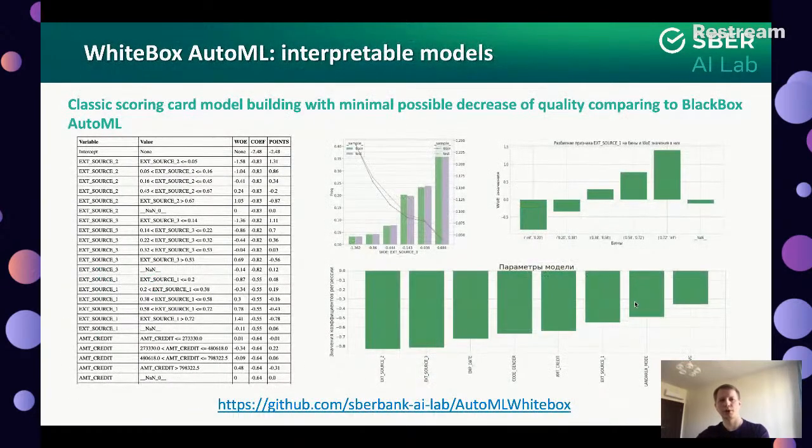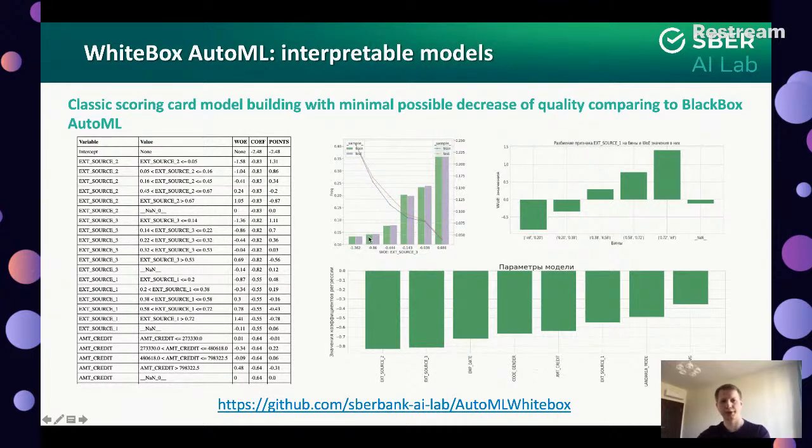And the last part of the theory about AutoML is so-called white box AutoML. It's when we try to make interpretable models. Interpretable models for us are classic scoring card model building, and we try to do it with the minimal possible decrease of quality compared to black box AutoML.